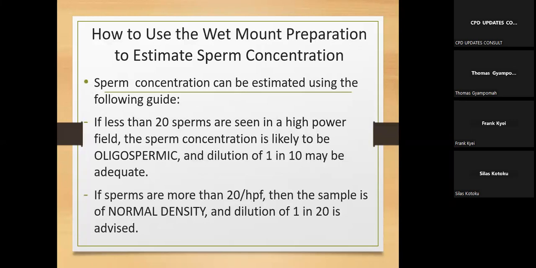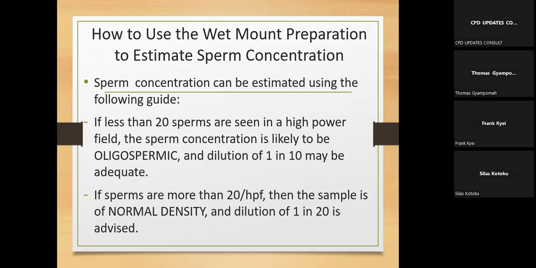How to use the wet mount preparation to estimate sperm concentration. Like we said, if you do the standard wet preparation, then if you get less than 20 sperms in the high power field, the sample is oligospermic. Okay, so what it means is that you can just look at the wet mount, and if you are seeing less than 20 sperms in the high power field, it means that for that semen, there's no way you can get 15 million. Remember, we're saying that the sperm count reference point has been put at 15 million per milliliter.